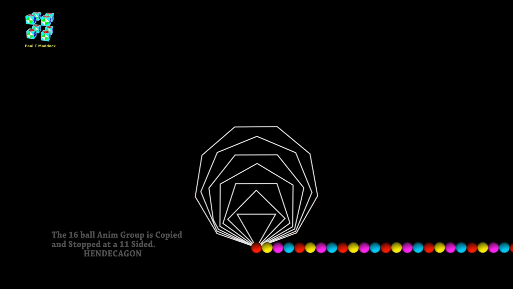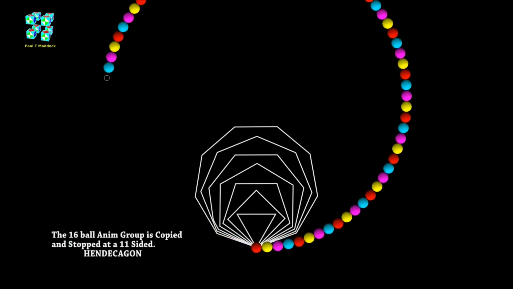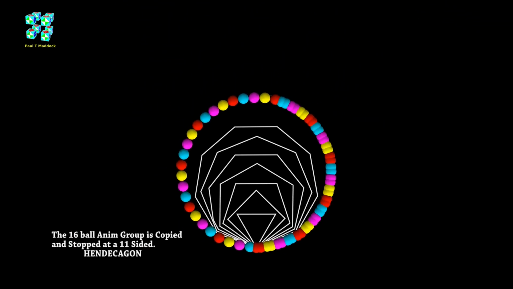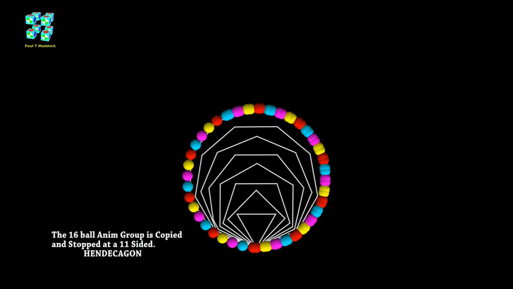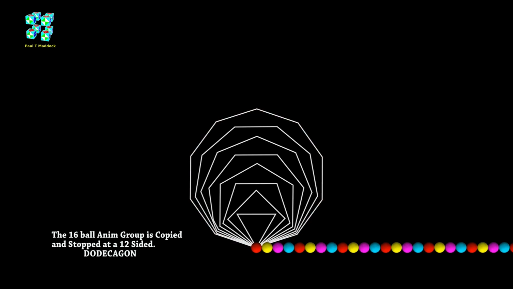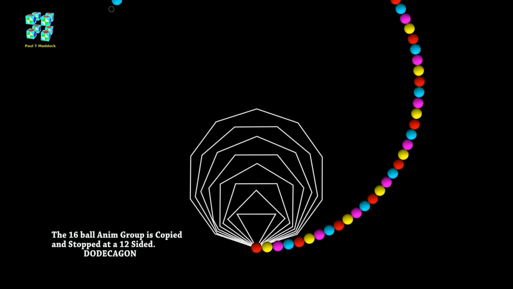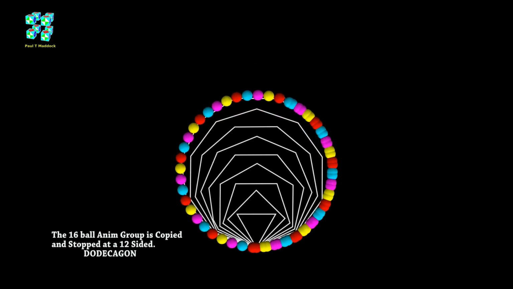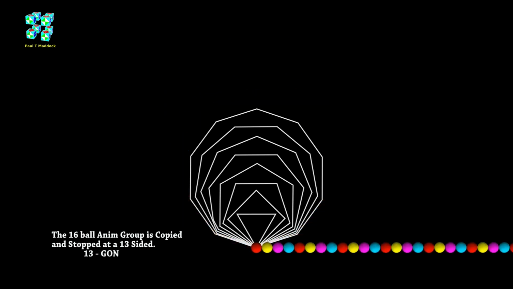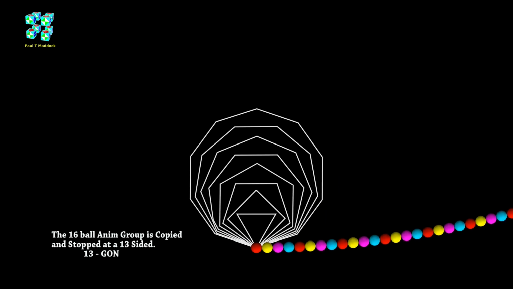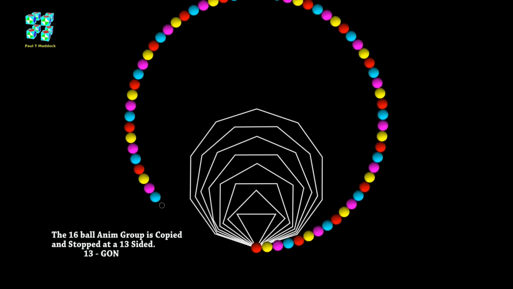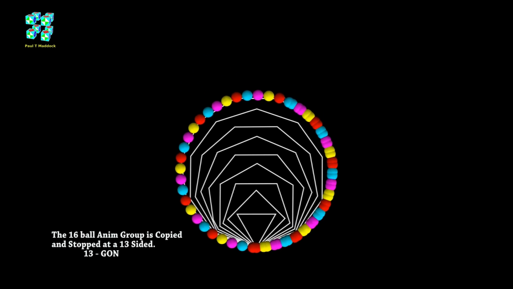Okay, the next one we're going to do is going to be 11-sided. And I believe the Greek word for this is a hendecagon. Okay, let's bring the next one in. And this is going to be a 12-sided, and this is called the dodecagon. Okay, the next one is going to be, unlucky for some, 13. Now I checked for a name of this on the web and they call it a 13-gon.